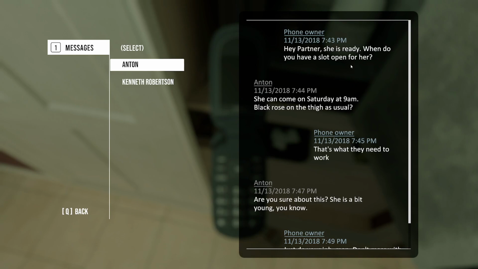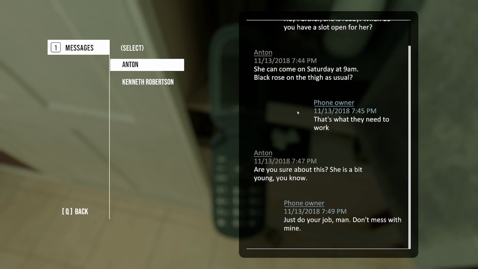Anton. Hey partner, she's ready. When do you have a slot open for? Oh, black rose on the thigh as usual. That's what they need to work. Are you sure about this? She's a bit young. Oh, we were talking about tattoos, yes. Just do your job, man. Don't mess with mine.